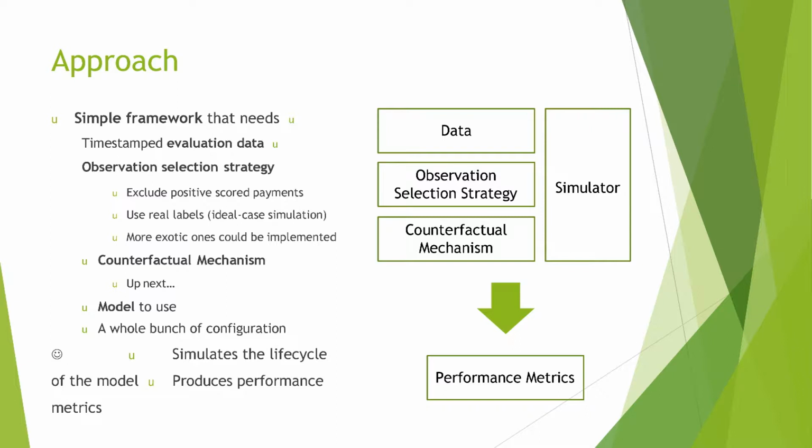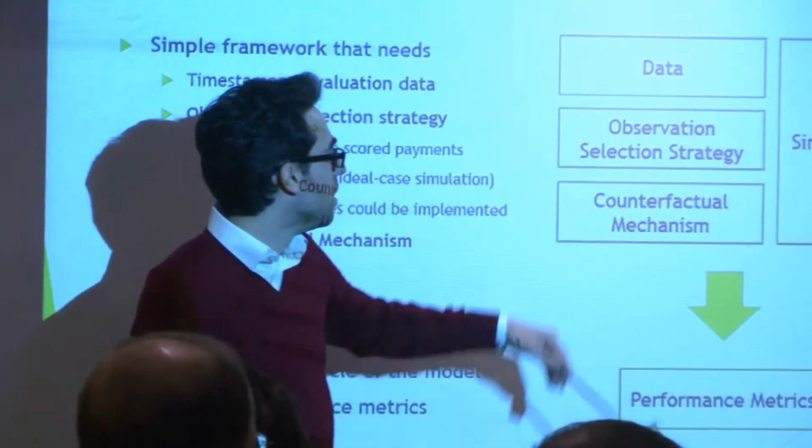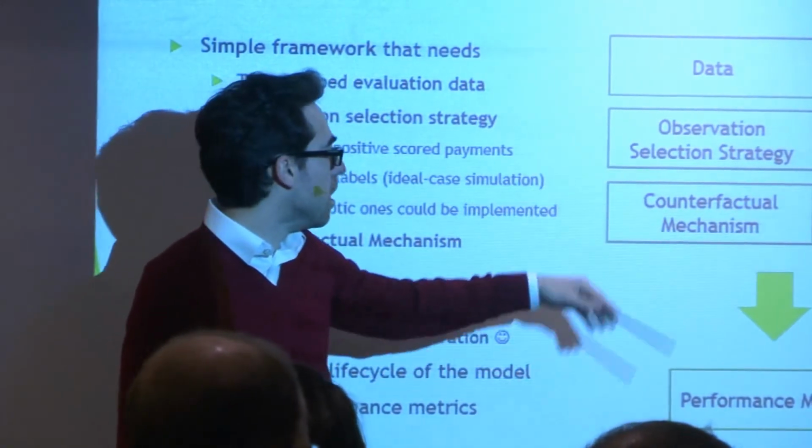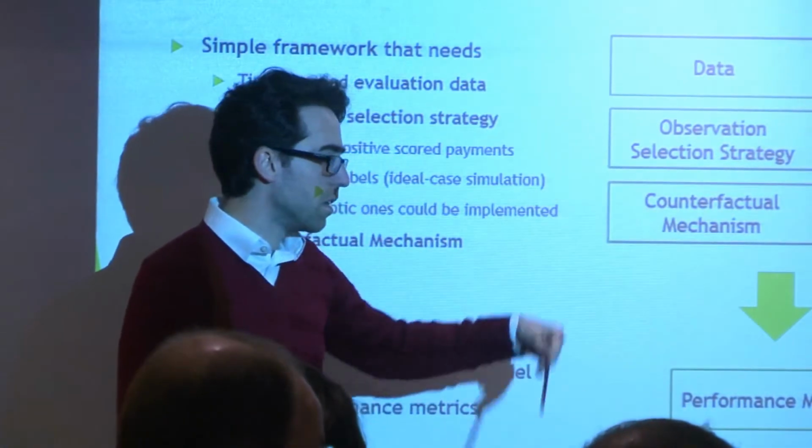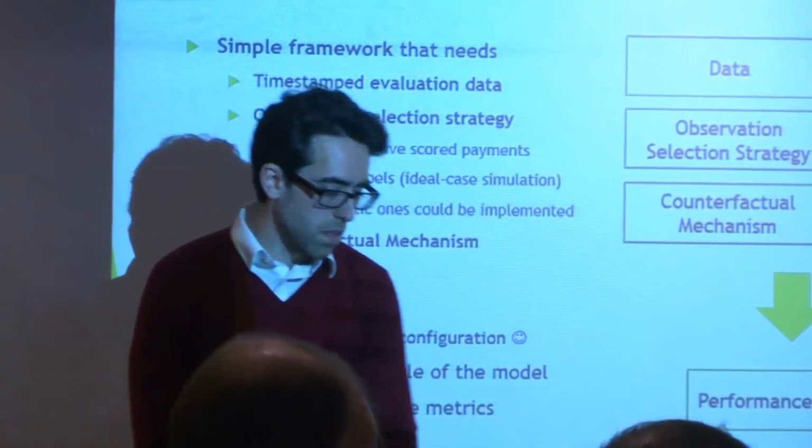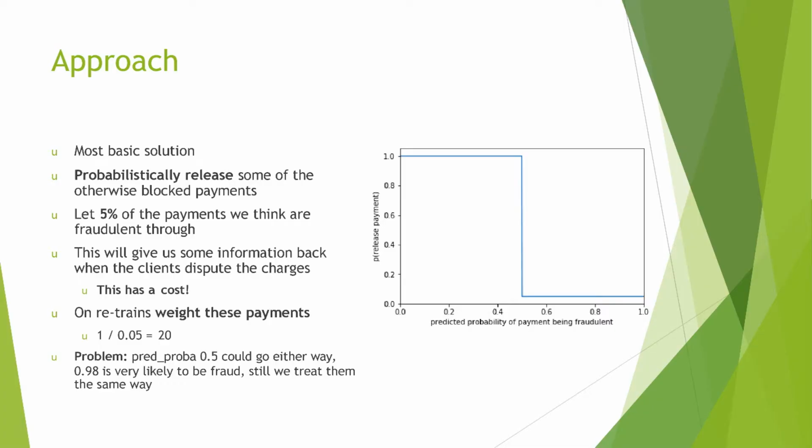This is, I'll probably just skip mostly. The gist of it, there's a simulator, you plug data in, use some selection strategy, and you put the counterfactual mechanism in, it runs a simulation, you get some results. Let's just skip. Yeah, how do we do what we do?